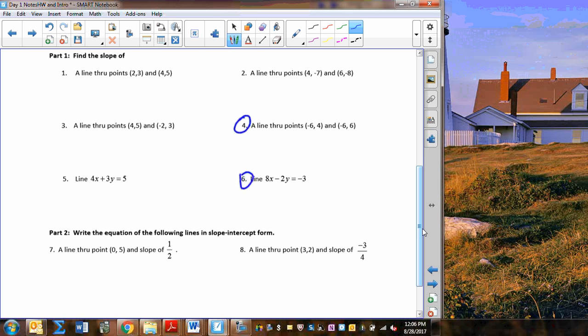So would you guys agree you subtract 8x from both sides? Okay, so we have negative 2y equals negative 8x minus 3. And then again, we want to get y all alone. Isolate that guy. So divide it by negative 2. Be careful that you don't lose your negatives. That is probably one of the biggest mistakes I see across all math classes. All right, so what do we get for our slope-intercept form?